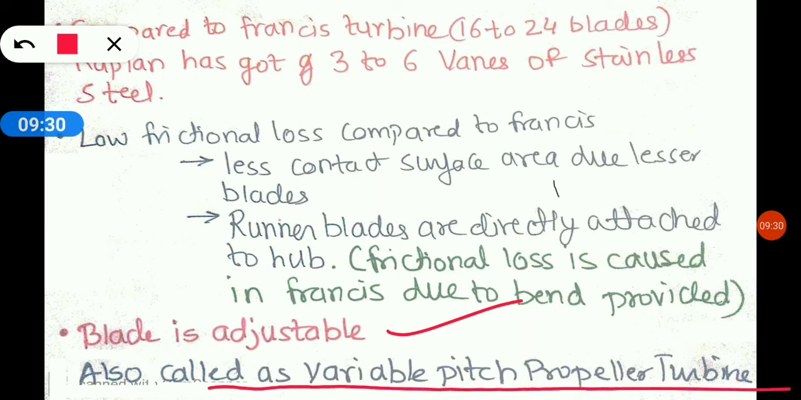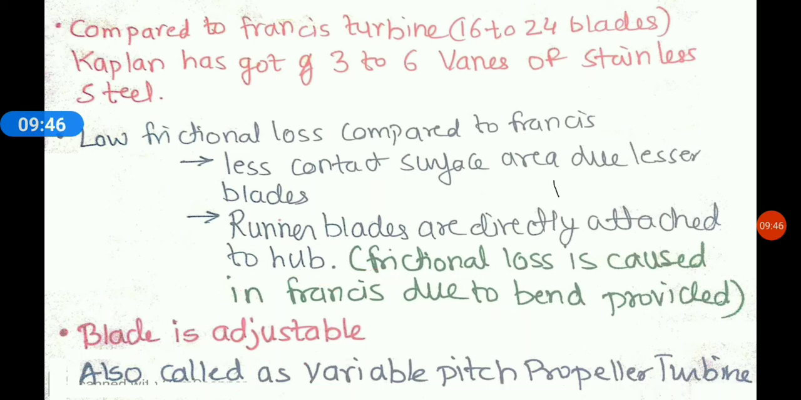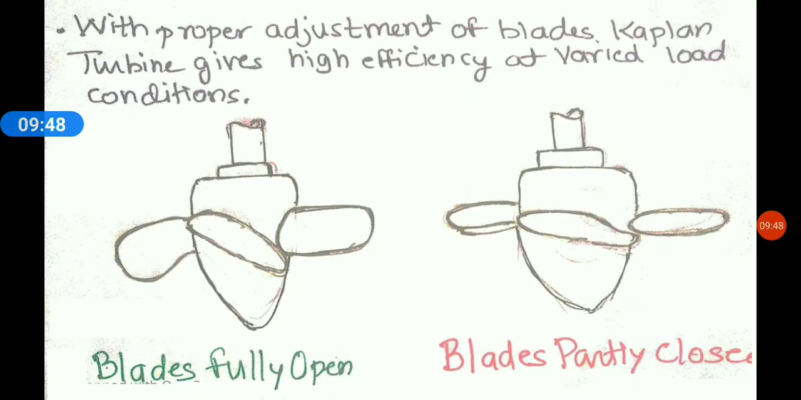Now there is another axial flow turbine that is known as the propeller turbine. What is the difference between the propeller turbine and the Kaplan turbine? In the propeller turbine, this adjustability is not present. They are fixed blades. So that is a propeller turbine. If the blades are adjustable, it is called a Kaplan turbine.